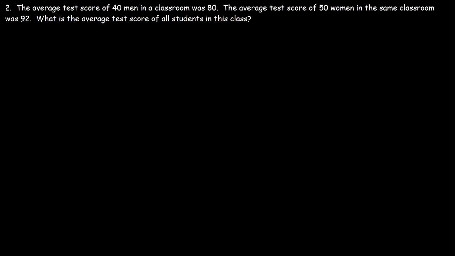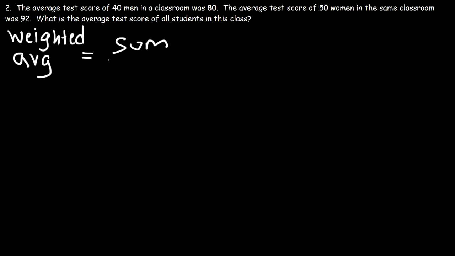Now let's move on to number 2. The average test score of 40 men in a classroom was 80. The average test score of 50 women in the same classroom was 92. What is the average test score of all students in this class? Once again, we need to calculate a weighted average. Whenever you need to calculate an average, basically you need to take the sum of something and divide it by the number of things in that sum.